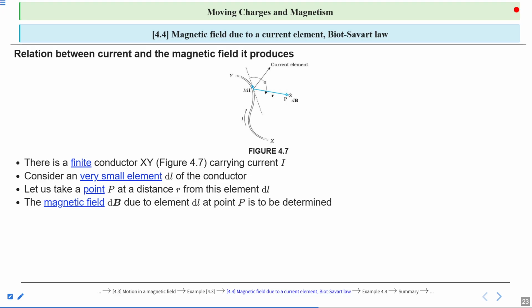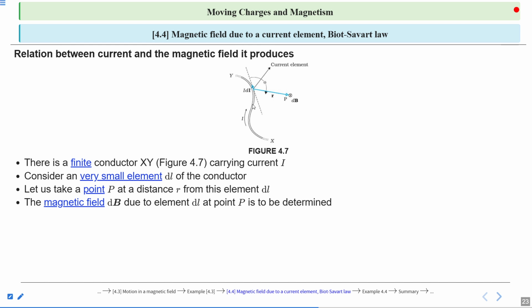The magnetic field dB due to this small element dl at point P is to be determined. We have to find the magnetic field at this point P due to this small element dl. Firstly we find the magnetic field dB due to this small element, and after that we will integrate it. There are special cases of Biot-Savart's law for a straight conductor, for a circular loop, and for an arc. Then we integrate all the small elements on the conductor.